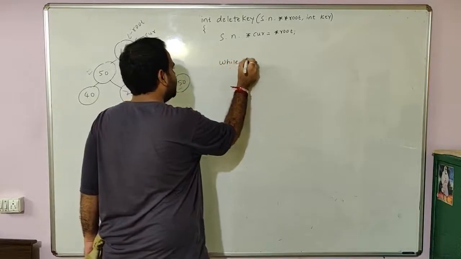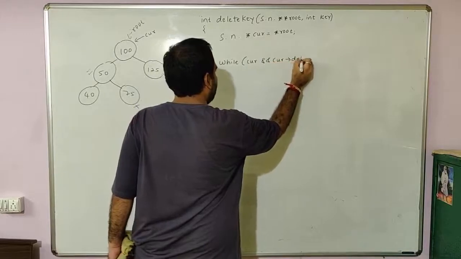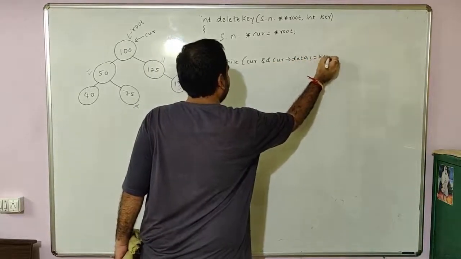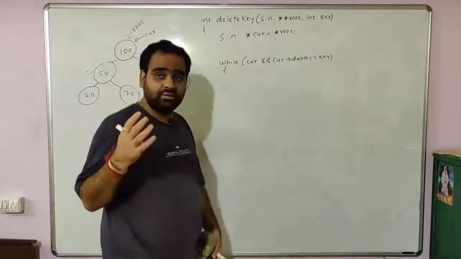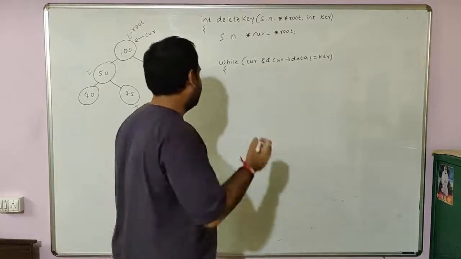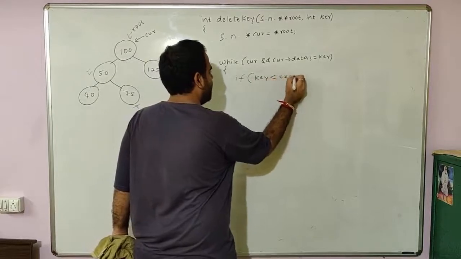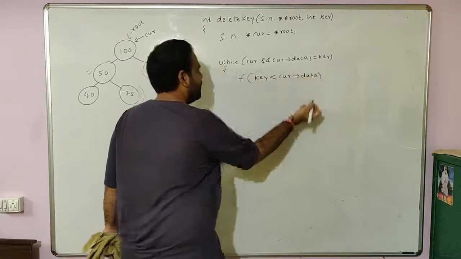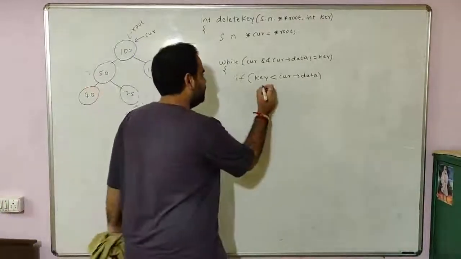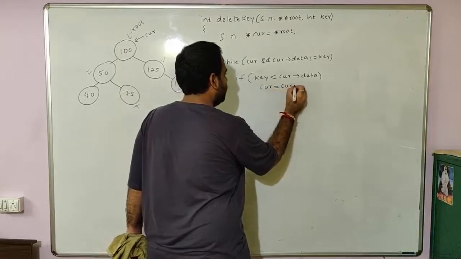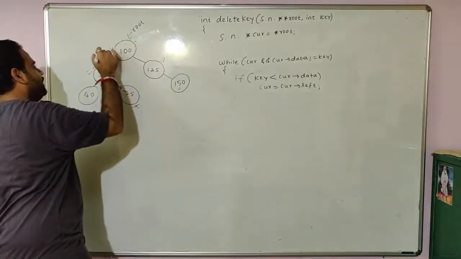Now what do we write over here? We say while current is not equal to null and current->data is not equal to key. Current is not null, yes. Current->data is 100, not equal to 60, yes. Now you need to check whether 60 is greater than 100 or less than 100. We say if key is less than current->data. The value of key is 60. Is 60 less than 100? Yes. You move towards the LHS, and we write current = current->left.